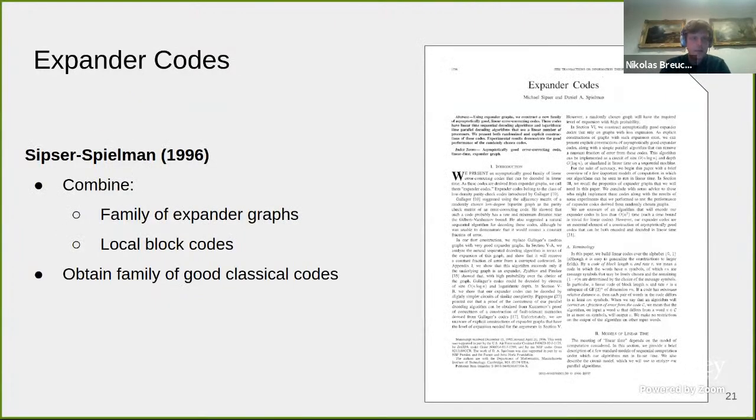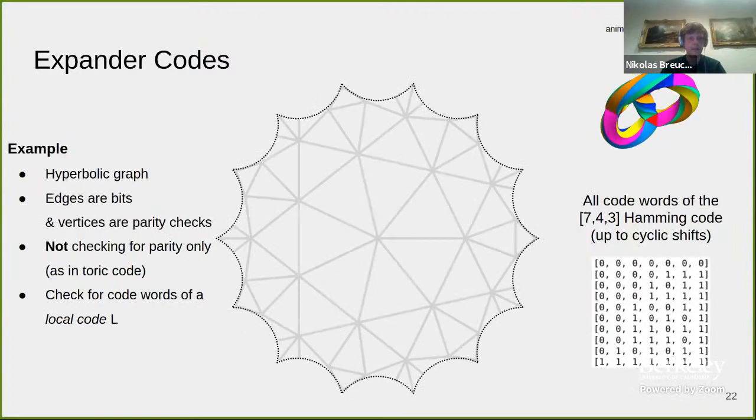Okay, so the other ingredient is turning expander graphs into codes. This comes from Sipser and Spielman, and they show that we can combine families of expander graphs with local block codes, just meaning small local codes of constant size, and we can use these ingredients to obtain families of good classical codes. So let me give you a little fun example. Even for those of you who are familiar with this, I hope this is kind of fun.